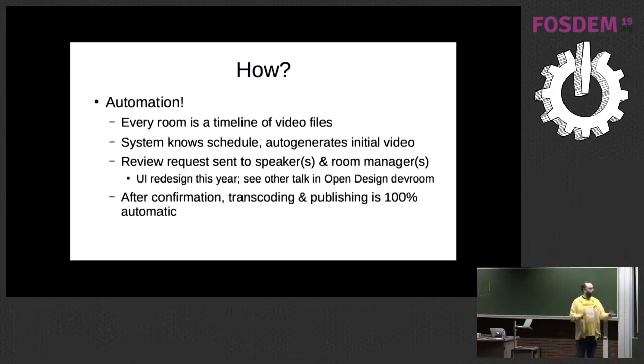But we have a first cut that's sent to the speakers and the room managers who get a link. They can see that. They can make adjustments. And after they made those adjustments, they can ask for a new cut. And the system just goes back through the first stage and does the new cut again. And then the next one is probably right because we just entered corrections. So then the speaker can say, yeah, this is good, this looks good. And then all transcoding and publishing is done fully automatic.